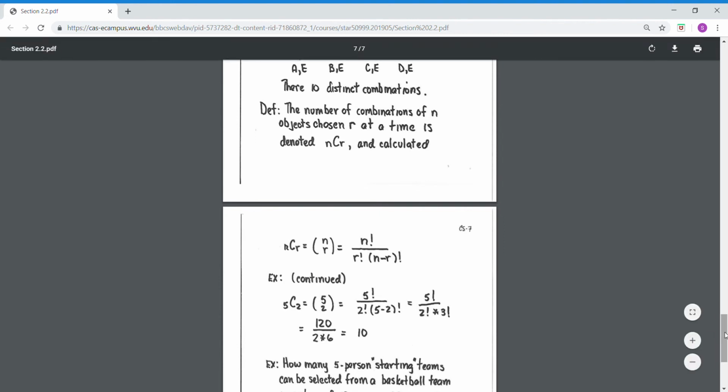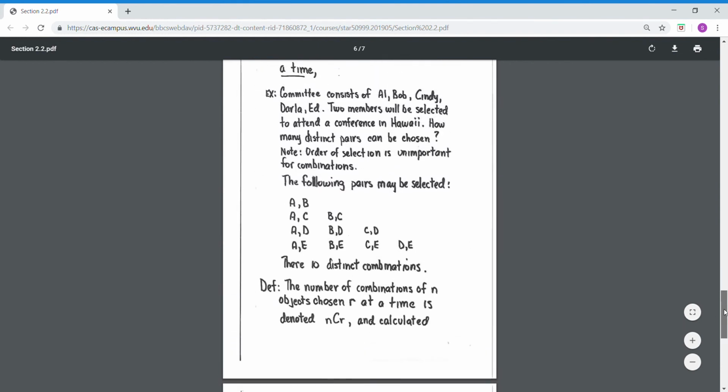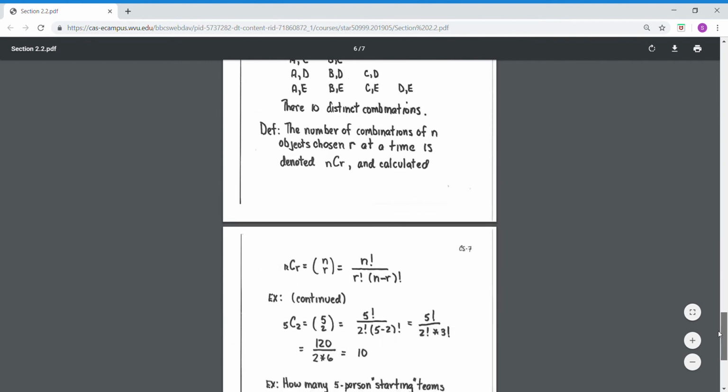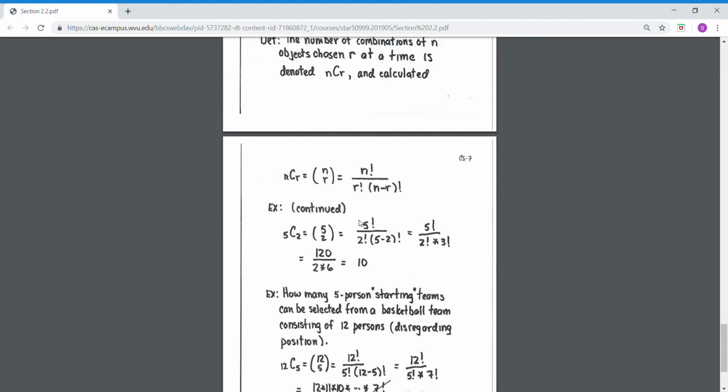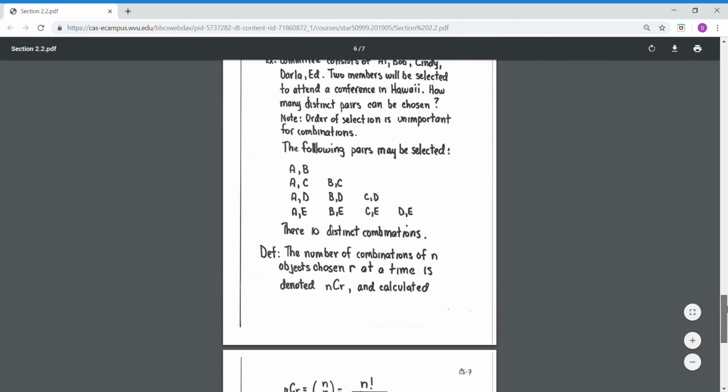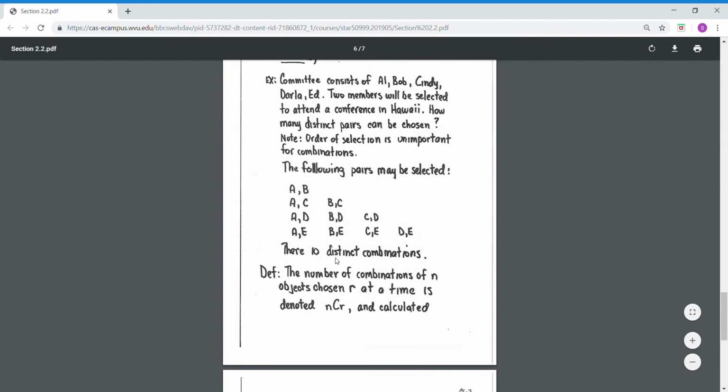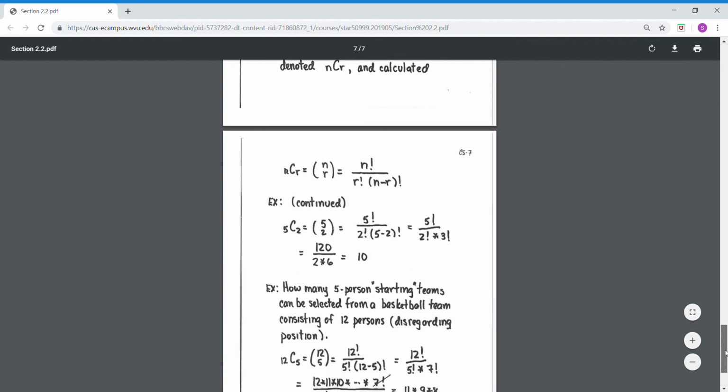So going back to our above example, with Al, Bob, Cindy, Darla, and Ed, where we are selecting 2 members of our total of 5 committee members, we would do 5 choose 2, which would equal 5 factorial divided by 2 factorial times 5 minus 2 factorial, which would be equivalent to 5 factorial divided by 2 factorial times 3 factorial, which we would further simplify to 10. And if we go back to our example, we can see that we had exactly 10 distinct combinations. So that checks out.